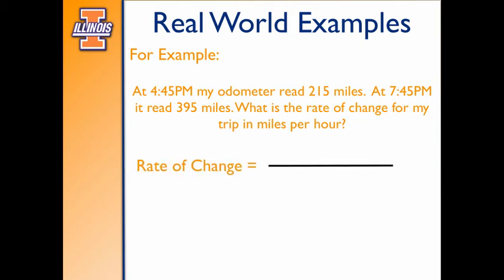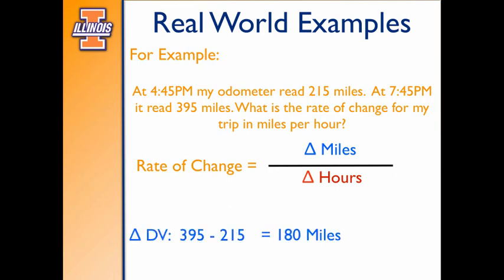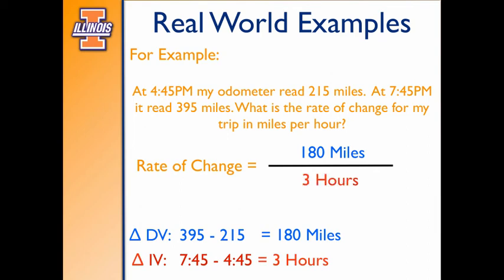So in this case, I'm going to use delta DV over delta IV. And based on my units, I can tell that miles goes on top and hours goes on the bottom. So I calculate my delta miles, which is 395 minus 215, and I get 180, which goes on top. I calculate delta IV, I get 3 hours, which goes on the bottom. I divide the two and I get 60 miles per hour. So my rate of change is increasing by 60 miles for every hour that I drive.